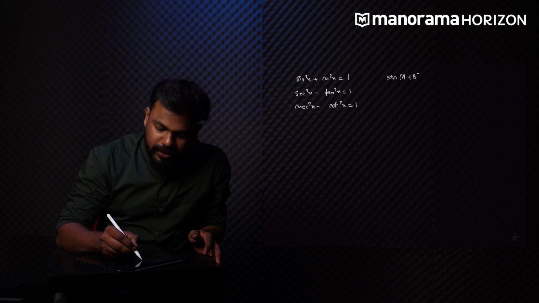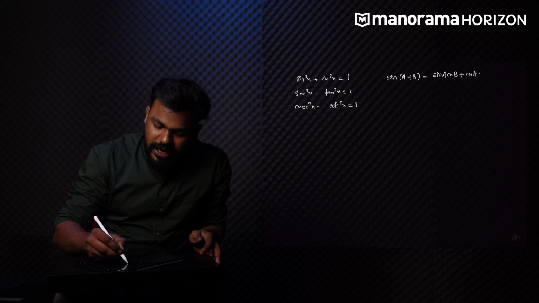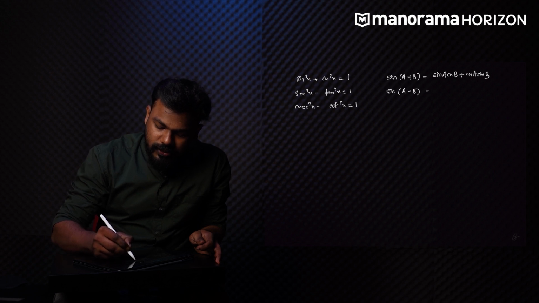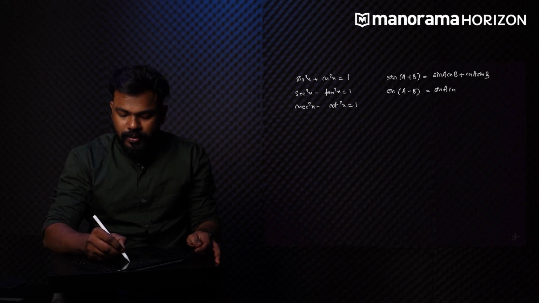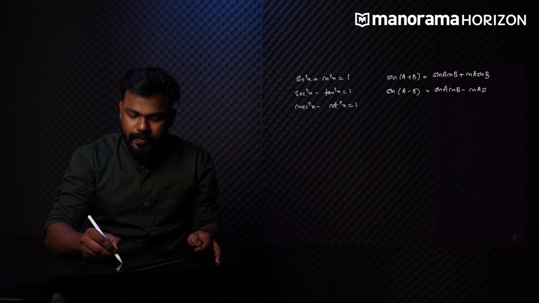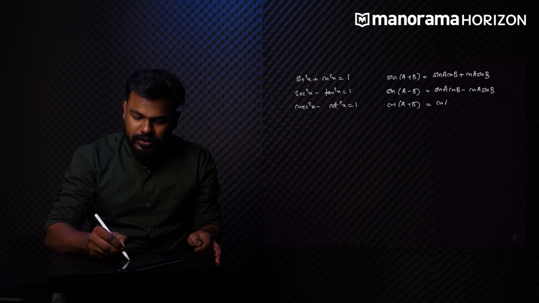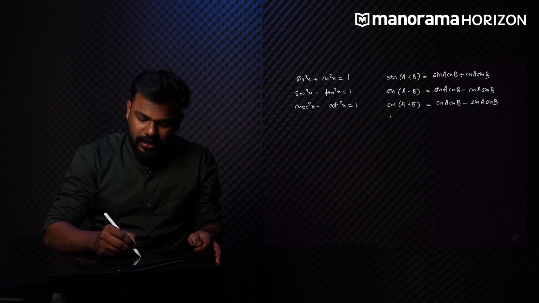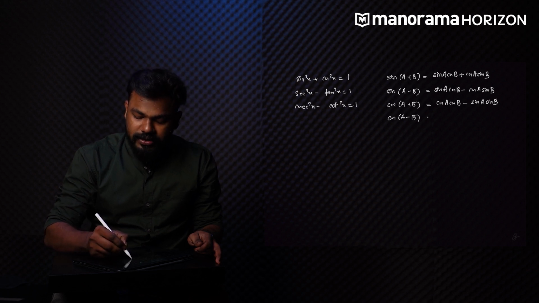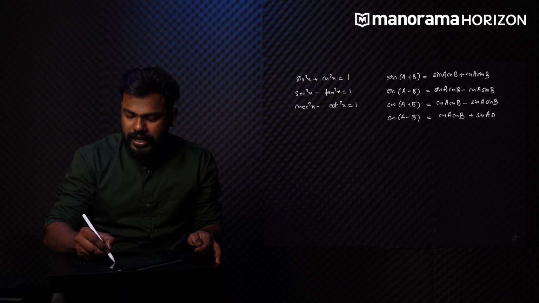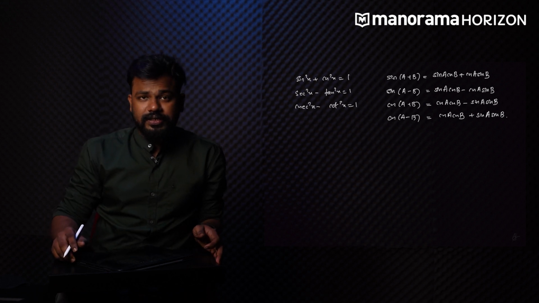Sin a plus b. What is sin a plus b? It is sin a cos b plus cos a sin b. And what is sin a minus b? The same like this one, sin a cos b minus cos a sin b. And then we have cos a plus b, which is cos a cos b minus sin a sin b. And we also have cos a minus b, which is cos a cos b plus sin a sin b. So these are the different identities in sum.